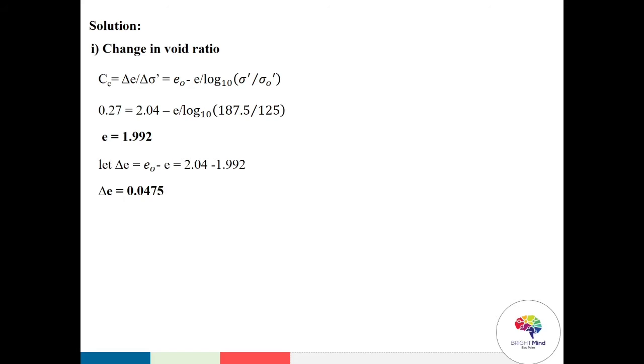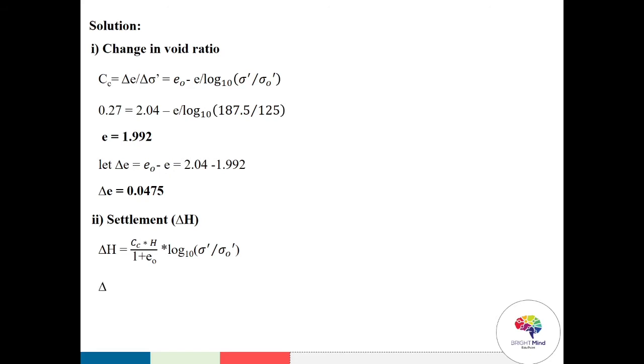Therefore the change in void ratio, delta e, comes out to be 0.0475. Moving on to the next part, the settlement, which is represented by delta H. To find the settlement, I'll use the expression Cc into H upon 1 plus e naught into log to the base 10 sigma dash upon sigma naught dash. This expression is used if the soil sample given is normally consolidated clay. The values are given in the question, so I just have to substitute.